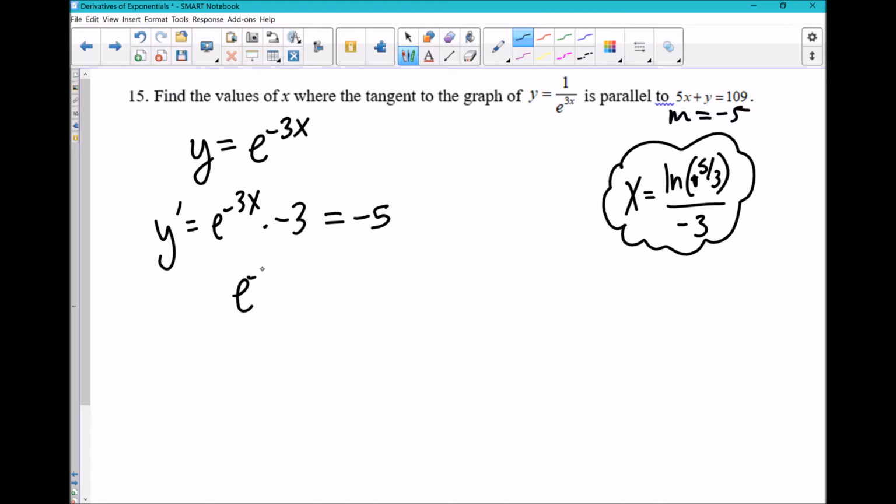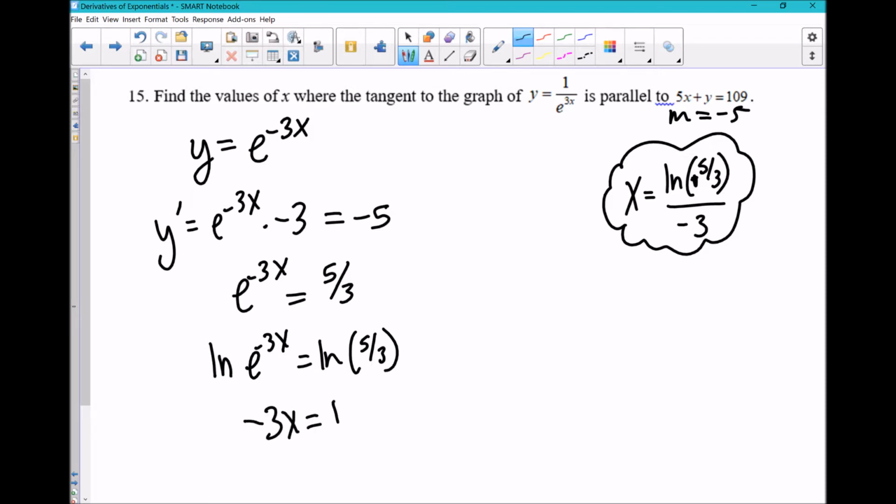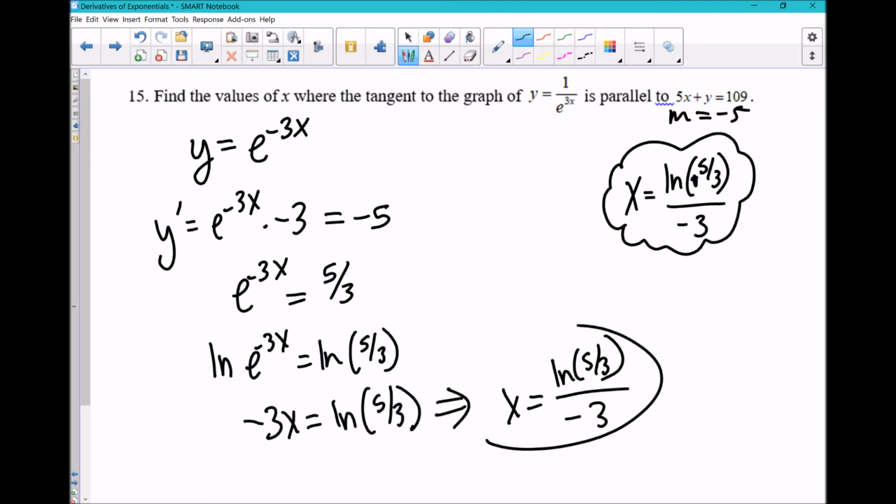Dividing by 3, you'll get e to the negative 3x equals positive 5/3. And just like on the last one, we're going to take the natural log of both sides. And you'll get the natural log of e to the negative 3x equals the natural log of 5/3. But by doing that, the natural log here cancels, and you get negative 3x equals the natural log of 5/3. And as I said, you get x equals the natural log of 5/3, all divided by negative 3. Yay!